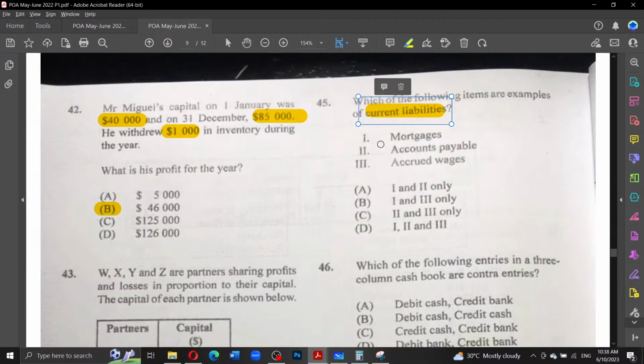Accounts payable, you expect to pay people you owe within a short period of time, less than a year. Accrued wages, okay. If you don't pay your workers, then this is illegal. So you have to pay this as soon as possible. So these two here are actually current liabilities. So you have C, 2 and 3.